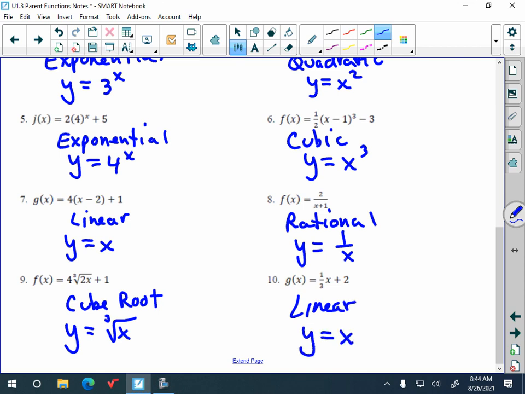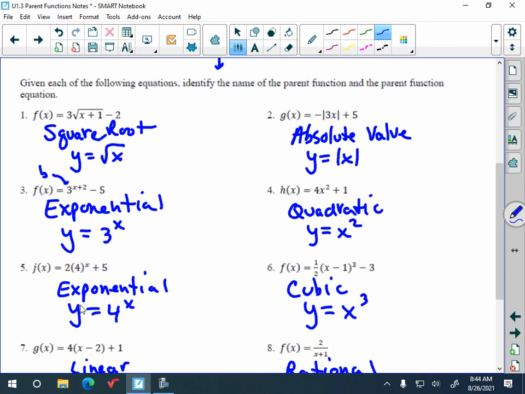All right, so real quick, what I want you to do is next to each one of these, 1 through 10, I want you to just draw the shape. Okay, draw the shape of each one of these functions next to it. Okay, so you should be able to do it real quick.